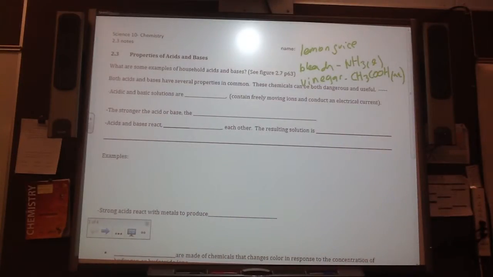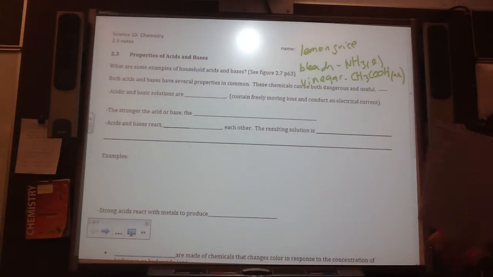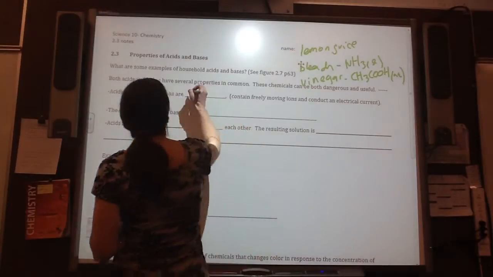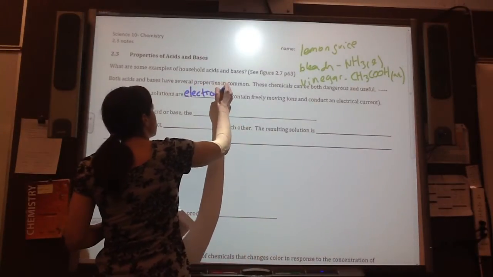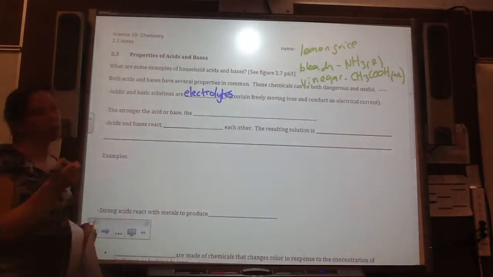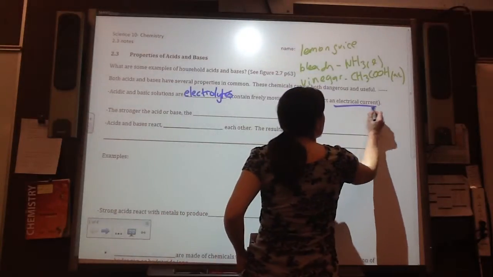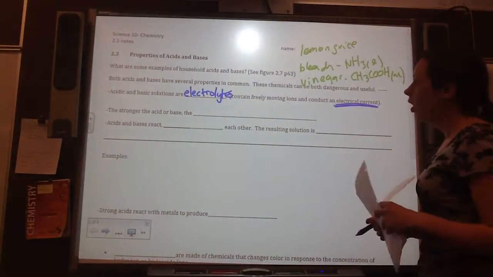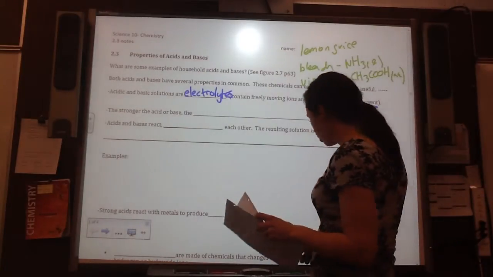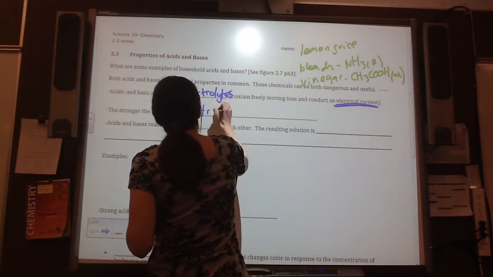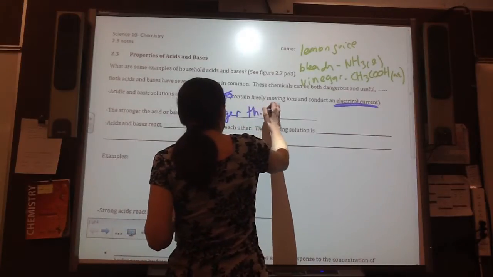So both acids and bases have several properties in common. These chemicals can be both dangerous and useful. Acidic and basic solutions are, we call them, electrolytes. So we've talked a bit about this maybe with our ionic. Ionics are electrolytes as well, meaning that they have freely moving ions so that they can conduct an electric current. The stronger the acid or base, the stronger the electrolyte.